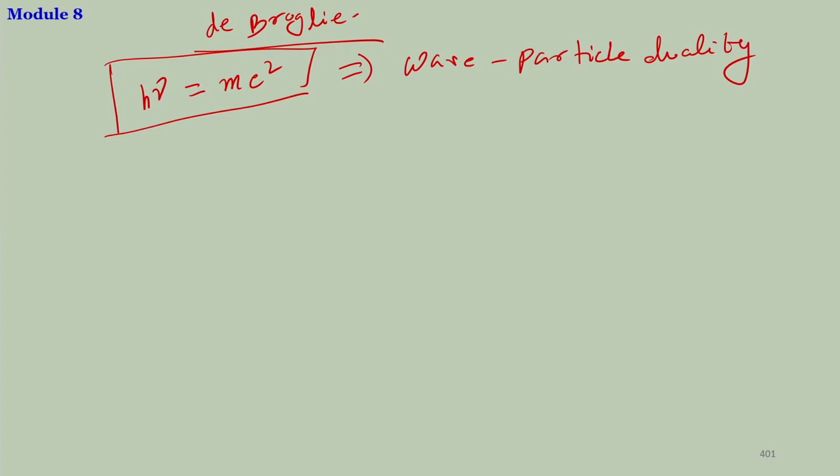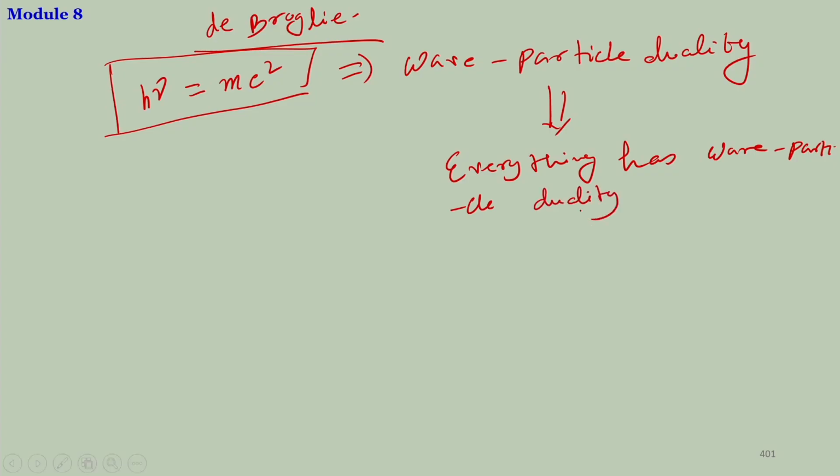So, it is not only the radiation which has the wave particle duality, everything that is present in our nature, everything that is present in this universe has wave particle duality. So, how does it help us?